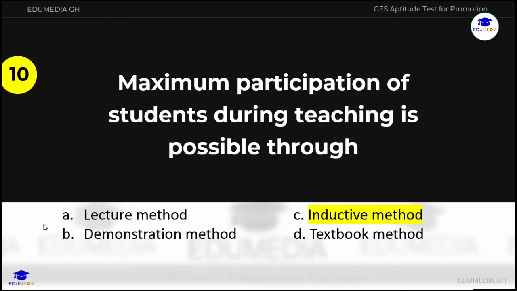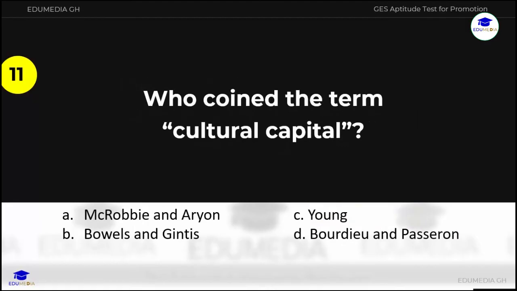Inductive method. The inductive method is designed to actively engage students in the learning process and encourage their participation. This method starts with specific examples or observations and then leads the student to draw general conclusions or formulate theories on their own, rather than simply presenting information or directives from the teacher. By encouraging students to actively think and reason, the inductive method helps to promote maximum student participation, critical thinking, and problem-solving skills.